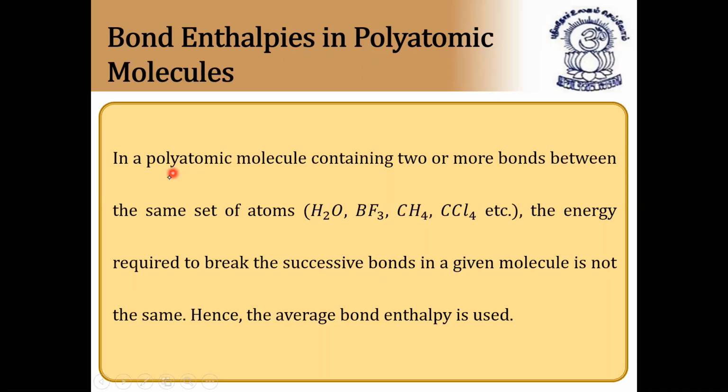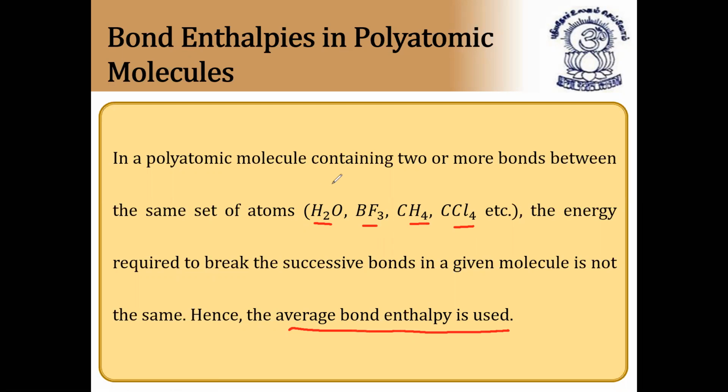Let us take bond enthalpies in polyatomic molecules. In a polyatomic molecule containing two or more bonds between the same set of atoms, like water, boron trifluoride, methane gas, carbon tetrachloride, etc., the energy required to break the successive bonds in a given molecule is not the same. Hence, the average bond enthalpy is used. Very, very important point here. So when we have a polyatomic molecule, we use average bond enthalpy for all these molecules, because they do not have similar bond energies.